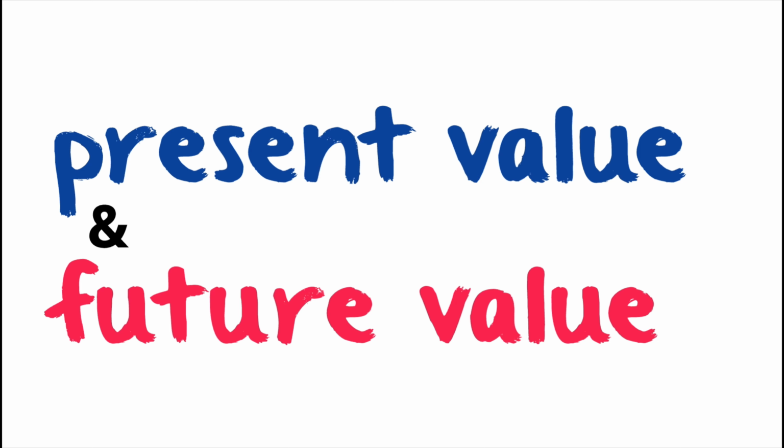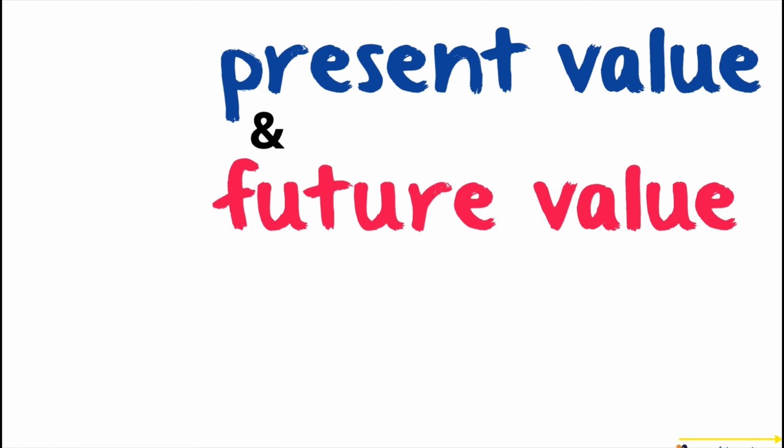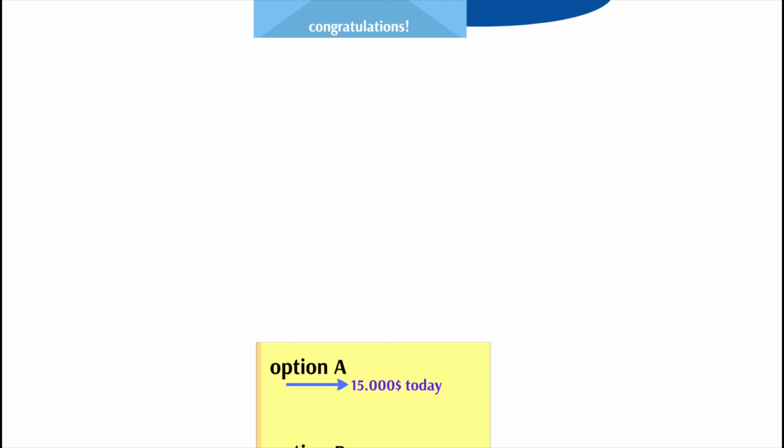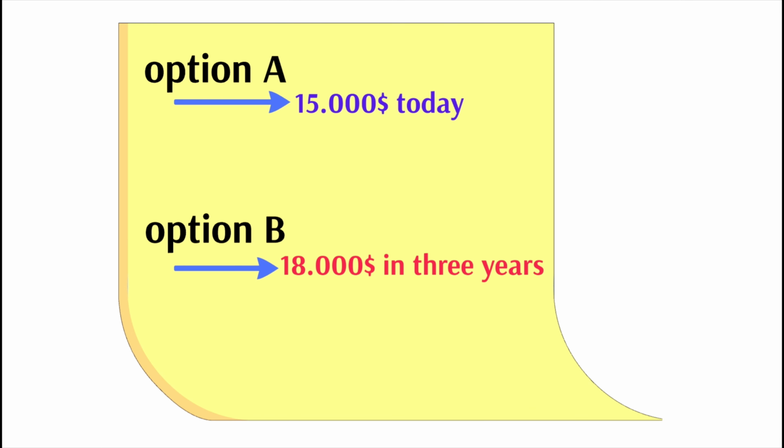Today's video explores the concepts of the present value and future value of capital. The siblings Lisa and Tom have won a contest where the winner can choose between two options for receiving their prize money. In option A, the siblings would receive the prize money of $15,000 immediately. In option B, Lisa and Tom would receive the money after 3 years, but the amount would increase to $18,000.